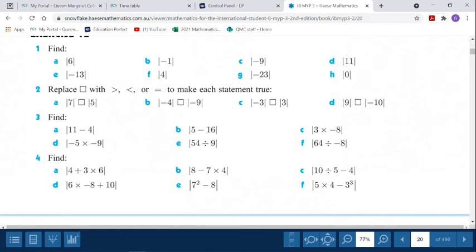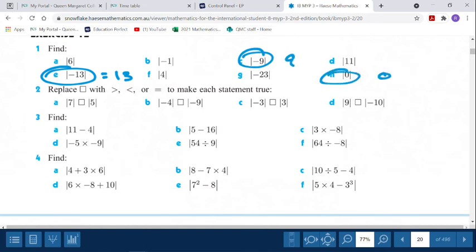So look at something like 1e. Absolute value of negative 13. There's nothing inside but just the number, right? Absolute value is just the distance from 0, which means it's not going to be negative. It's going to be a positive. So the absolute value of negative 13 is just plain old 13. Absolute value of negative 9. Absolute value of 0. No work involved at all, right?